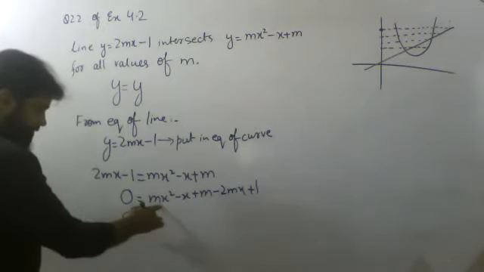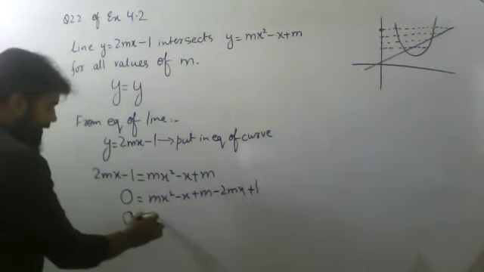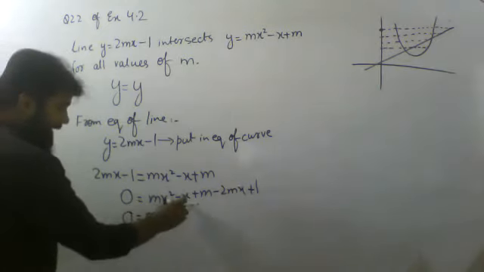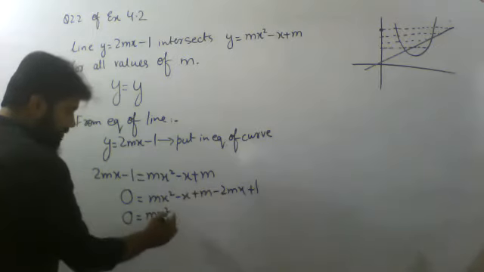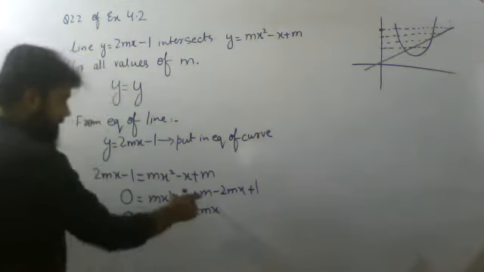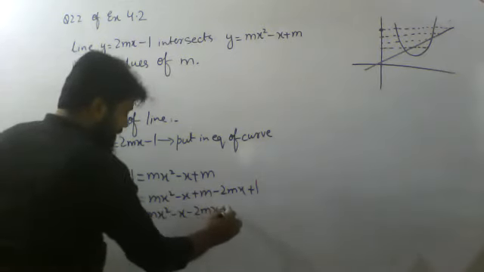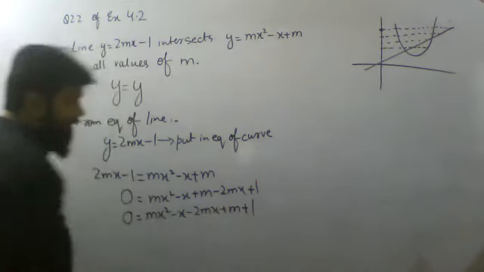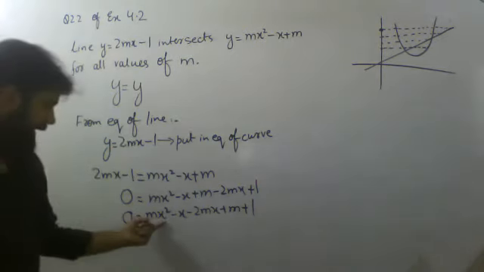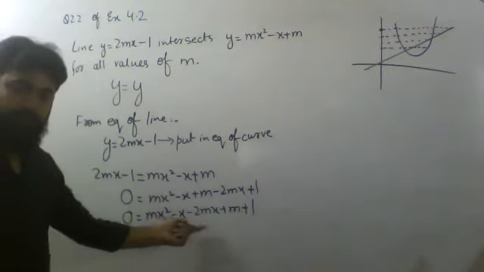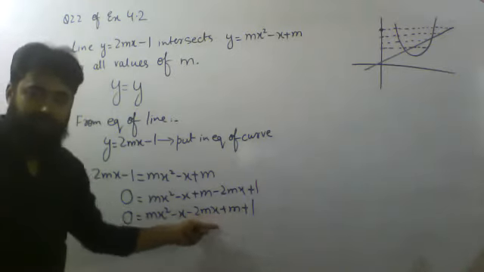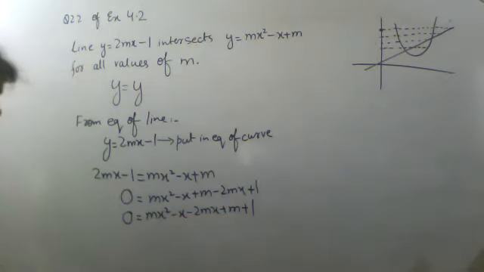First of all, the x square term, one x square term, then the x terms. What are the x terms over here? Minus x minus 2mx, then plus m plus 1. X square term, x terms, and without x terms, which are called constant.